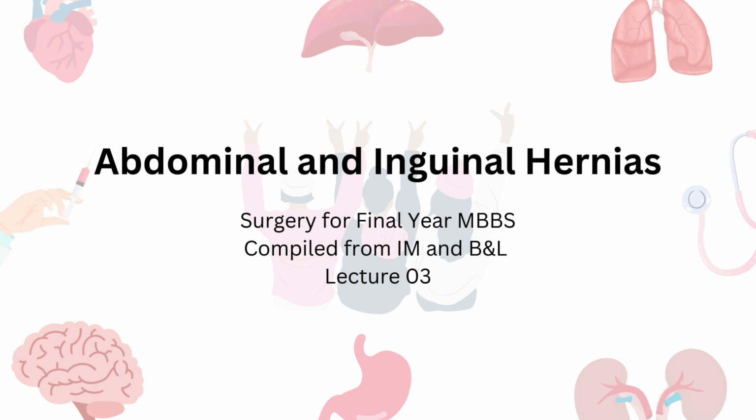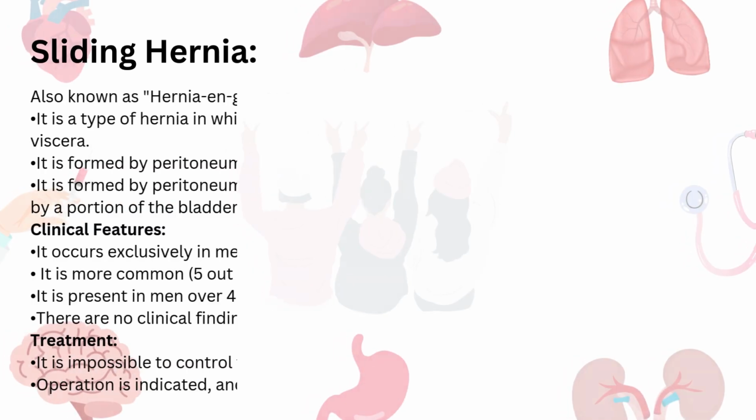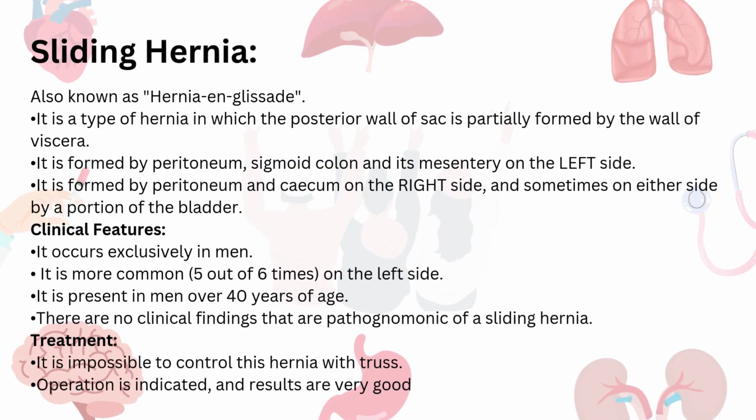Note that these surgery lectures are compiled from Irfan Masood and Brilliant Love. Then we have the sliding hernia. A sliding hernia is the type of hernia in which the posterior wall of the sac is partially formed by the wall of the viscera.